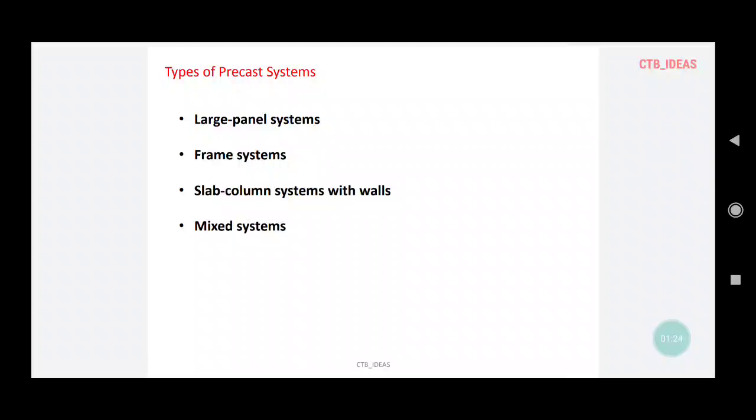So there are four types of precast system. They are large panel systems, frame systems, slab column system with walls, and mix system. Depending on the load bearing structure, precast systems are categorized into these four types. We will discuss the large panel system first.